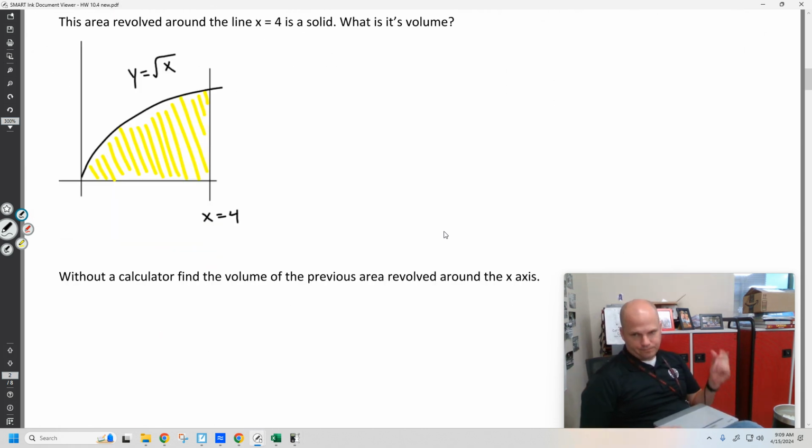All right, next one is tricky. You have to have the visualization. Here's where everybody goes wrong. We're spinning this around x equals 4. Whoa. If this is spun around x equals 4, it's not going this way. It's not going this way. It's going that way. We can see it creates this solid object.